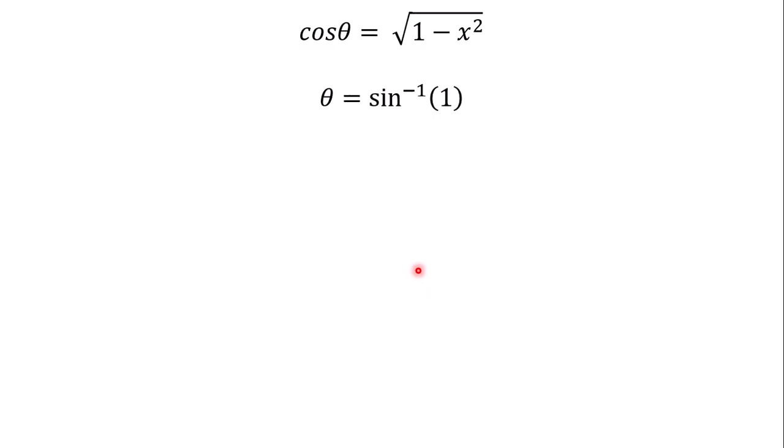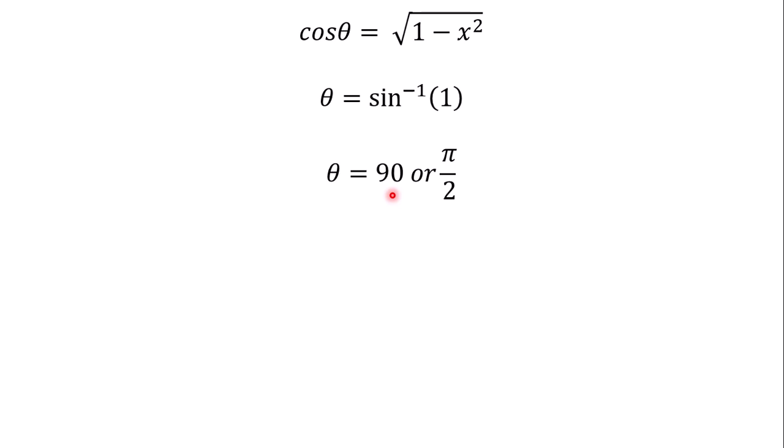sine inverse of 1. Sine inverse of 1 will give us 90 degrees or pi over 2. You can choose to maintain the 90 degrees or write pi over 2. Now, these are the same, but one is in degrees and the other is in radians. Normally, in theta world, when we get degrees, we convert them to radians. That is why I did it this way, either this or that.